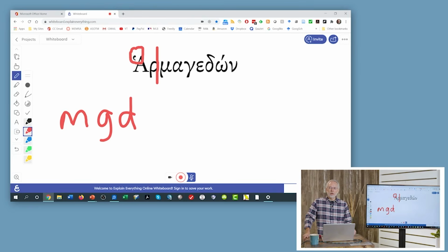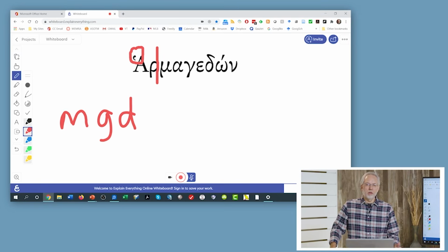So Armageddon must be a battle at Megiddo, Mount Megiddo. Okay, we have been taught this for centuries. It's bogus. And all you need to do is go to Megiddo. There's no mountain there.